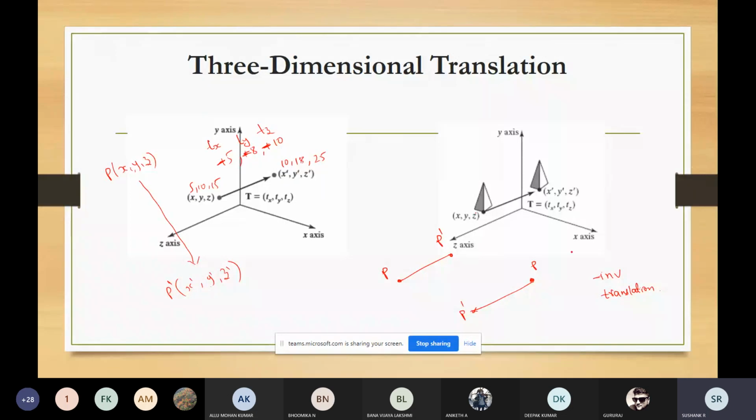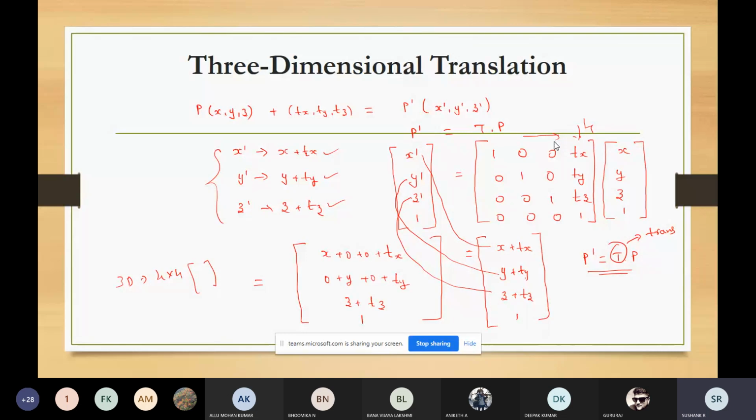So instead of x plus tx, it will be x minus tx; y plus ty becomes y minus ty; z plus tz becomes z minus tz. You're moving the points in the opposite direction, like instead of moving forward, you're moving backward. So this corresponds to the inverse translation. And in the matrix, wherever tx is there, it will be minus tx, minus ty, minus tz.